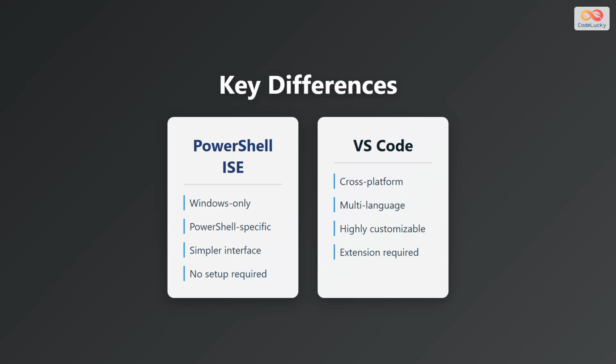Let's compare the key differences between these two editors. PowerShell ISE is Windows-only, meaning it only runs on Windows operating systems. In contrast, VS Code is cross-platform and works on Windows, Linux, and Mac. ISE is PowerShell-specific, built solely for PowerShell scripting, while VS Code is a multi-language editor that supports numerous programming languages. ISE has a simpler interface that's easier for beginners to learn, whereas VS Code is highly customizable with countless options and settings. Finally, ISE requires no setup since it's already installed on Windows, but VS Code requires you to download the application and install the PowerShell extension to get started.